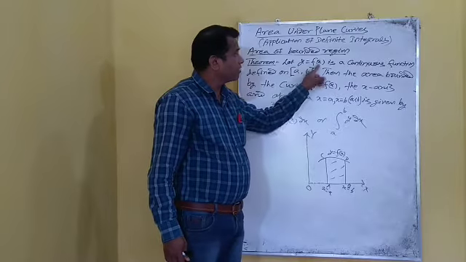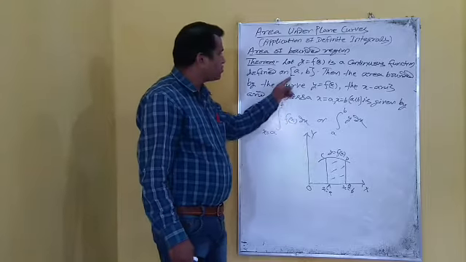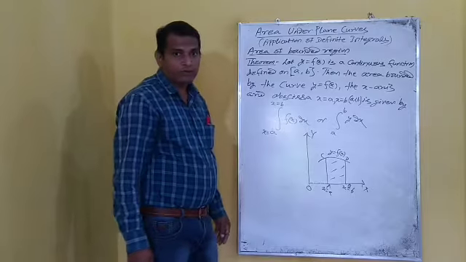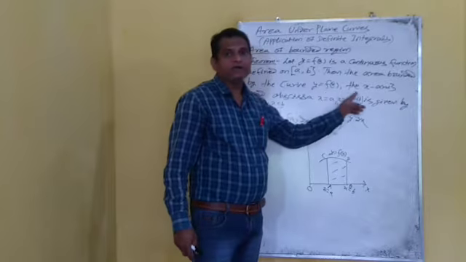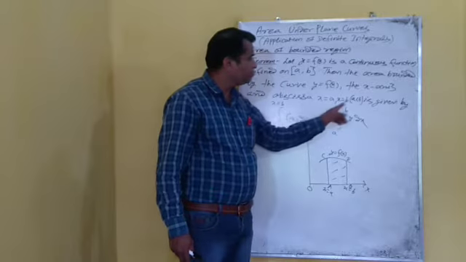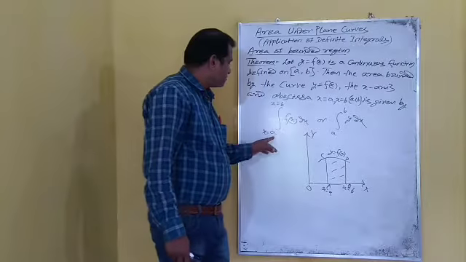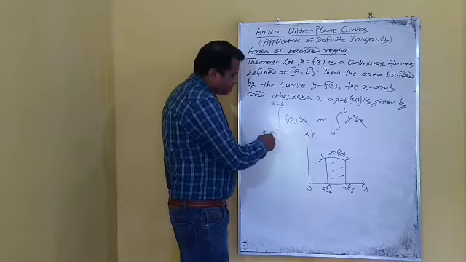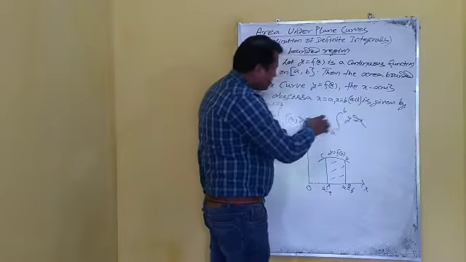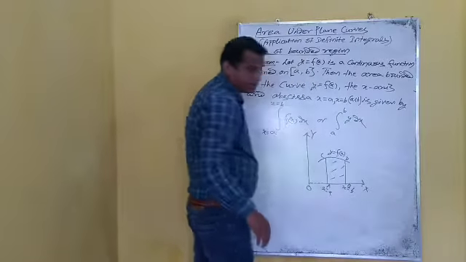Let y is equal to f of x be a continuous function defined on the closed interval [a, b]. Then the area bounded by the curve y is equal to f of x, the x axis, and the abscissae x is equal to a and x is equal to b, in the interval a to b, is given by the integral from a to b of f of x dx. Here a is less than b. Or, the integral from a to b of y dx.